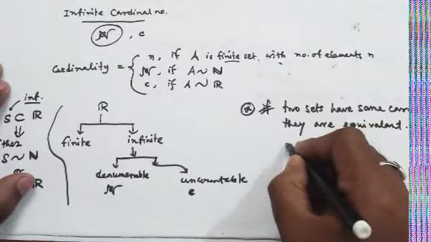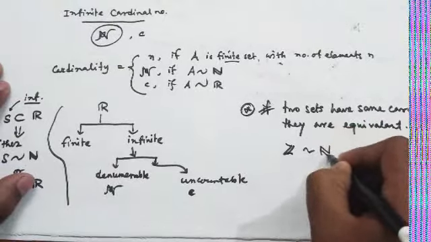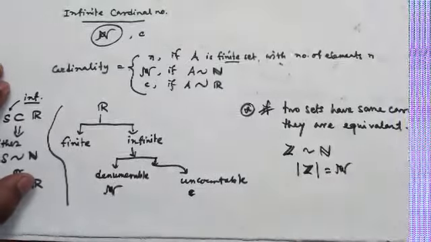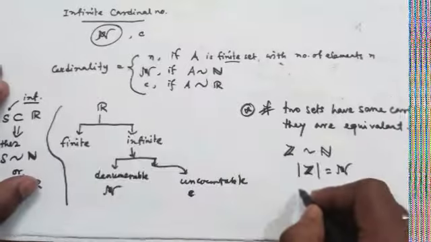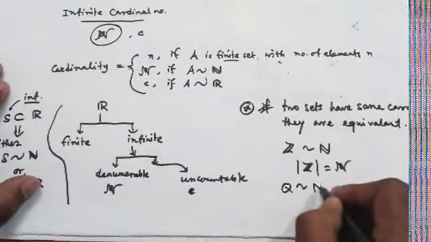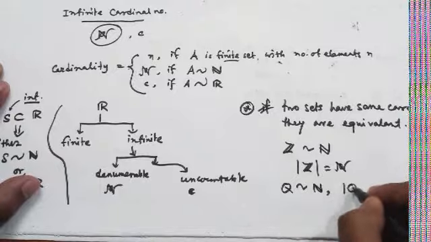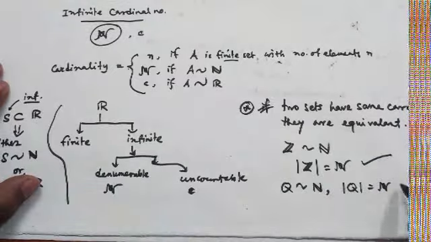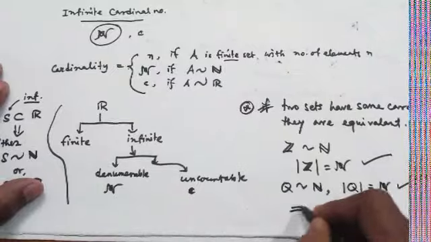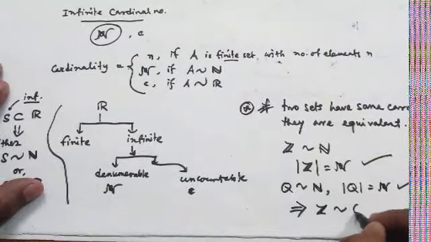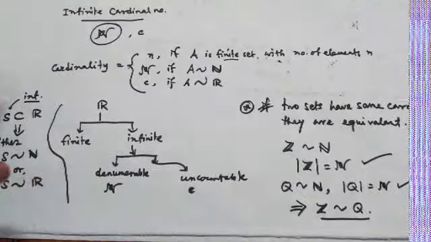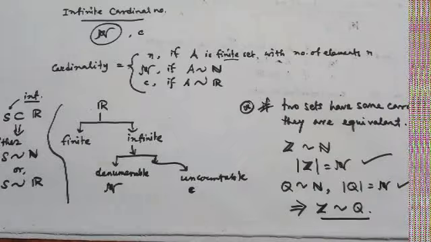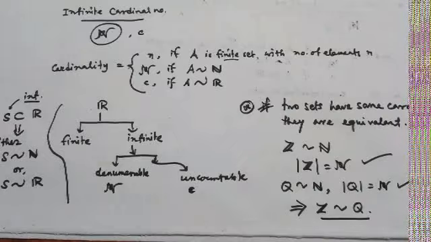likewise you have Z, it is equivalent with N, so the cardinality of Z turns out to be aleph naught, correct? And Q is equivalent with N, so the cardinality of Q is going to be aleph naught. So the cardinality of Z and the cardinality of Q are the same. By that statement you can say Z is equivalent with Q. It's the set of all integers, equivalent with the set of all rationals. Fine.